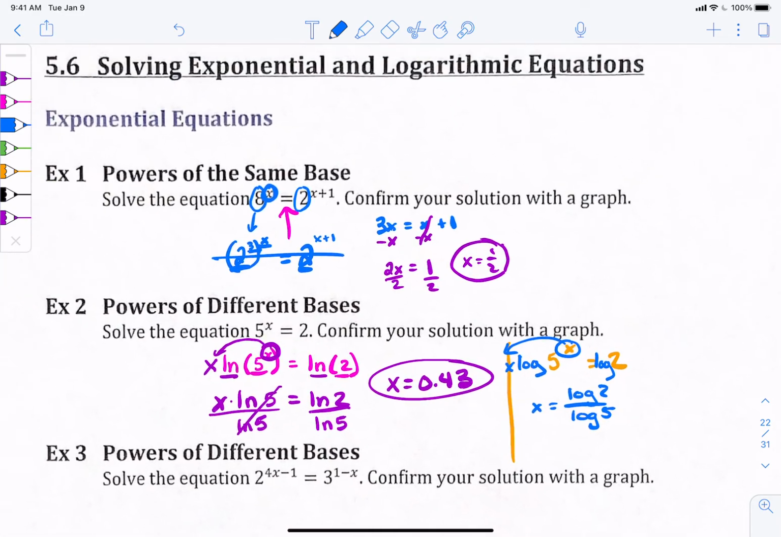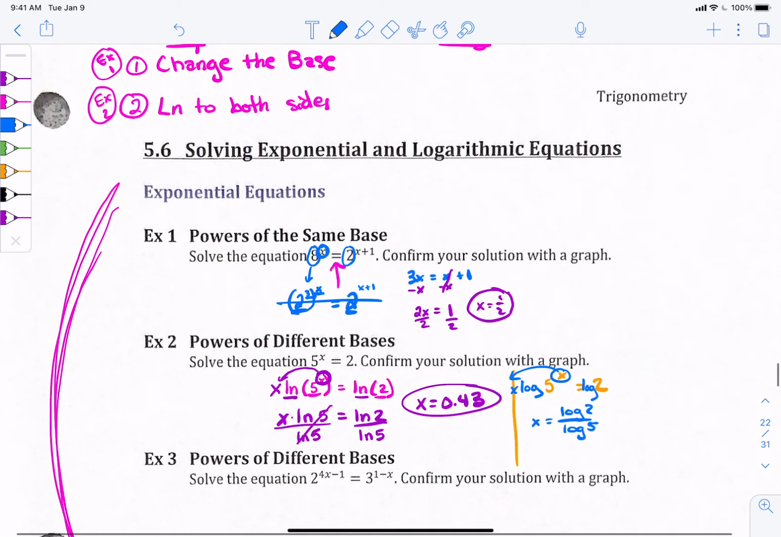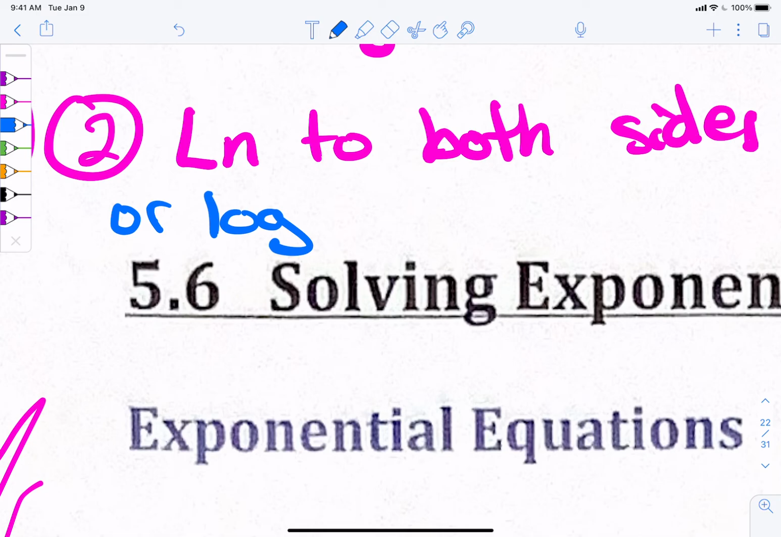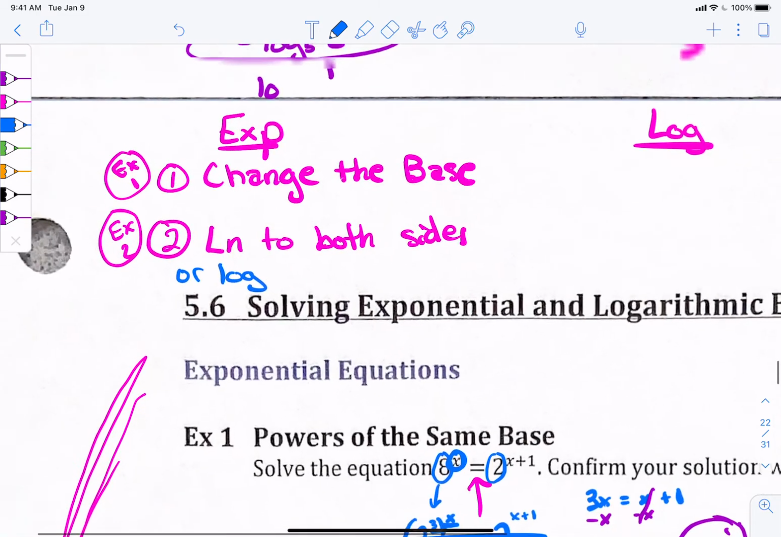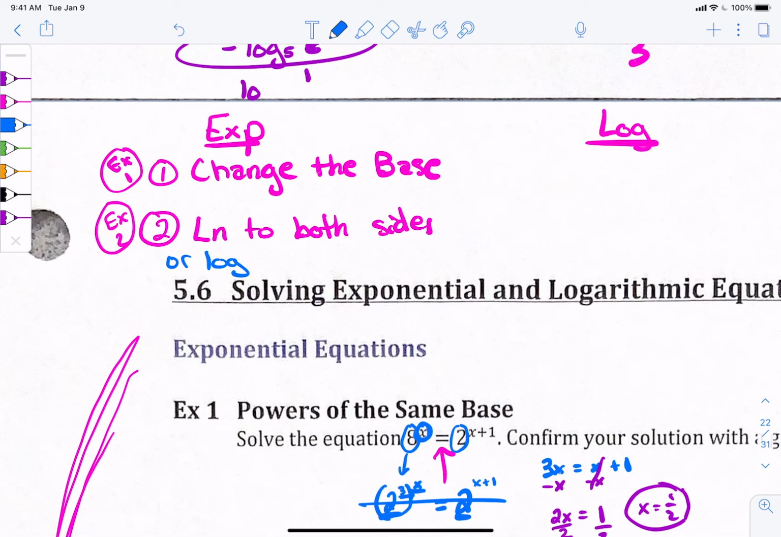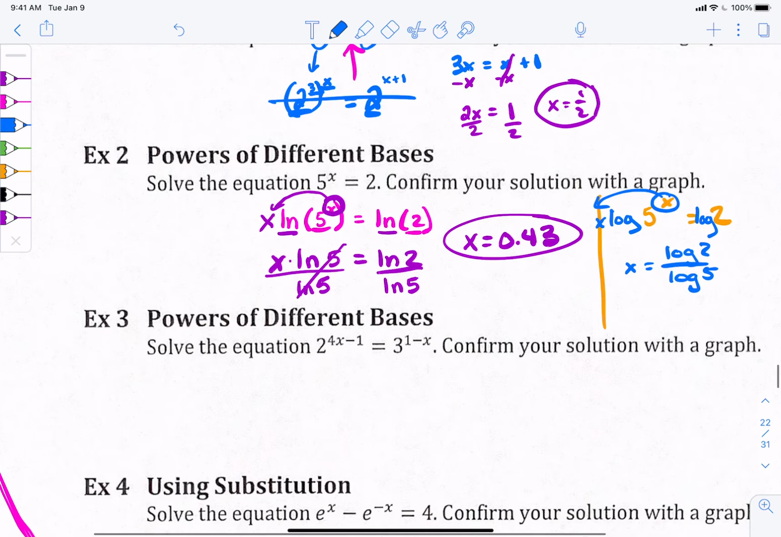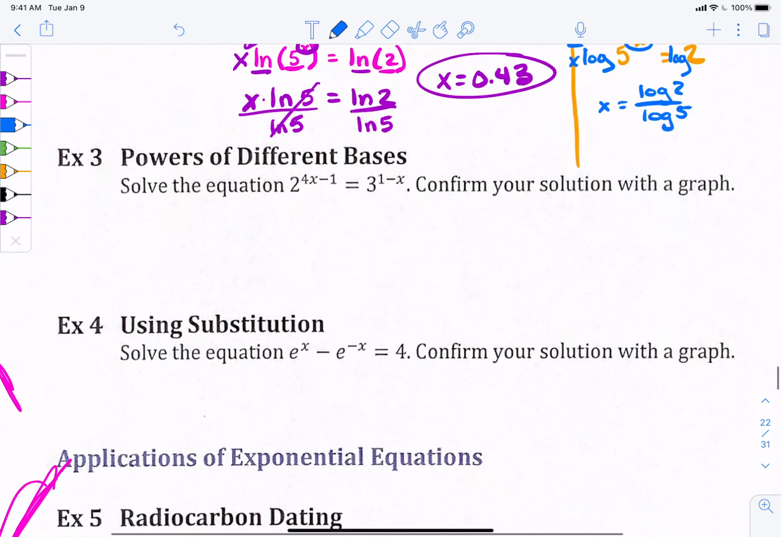So I'm going to go back up to the top here, and I'm going to say ln to both sides or log to both sides. It doesn't matter which one you use, okay? They both will do the same thing as long as you simplify correctly. So exponential functions, that's how you're going to treat them, okay? Good? Okay, they have 2 more examples for exponential functions, and here's example 3.